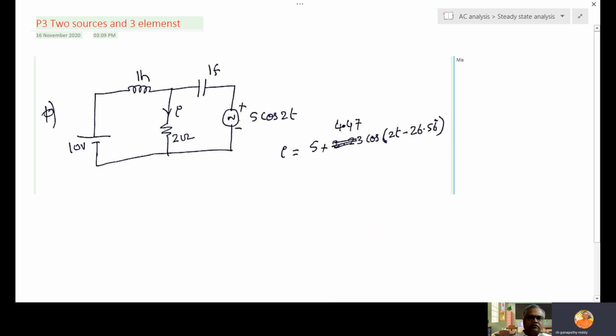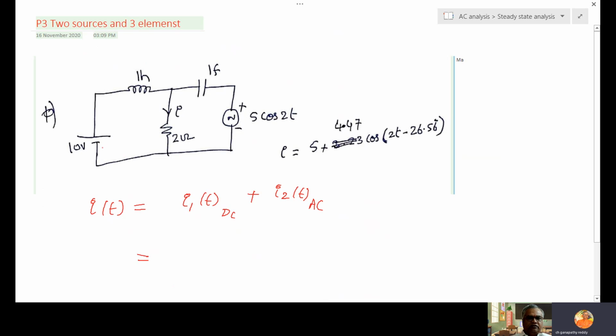There is another model, 2 sources but 3 elements. Resistor is there, inductor is there, capacitor is there. One AC source, one DC source. Again, the 2 sources are having different frequencies. Therefore, again, compulsorily use the superposition principle. So I of t is equal to I1 of t with the DC, then I2 of t with the AC source.